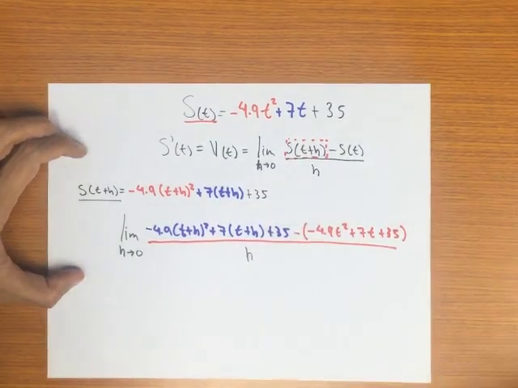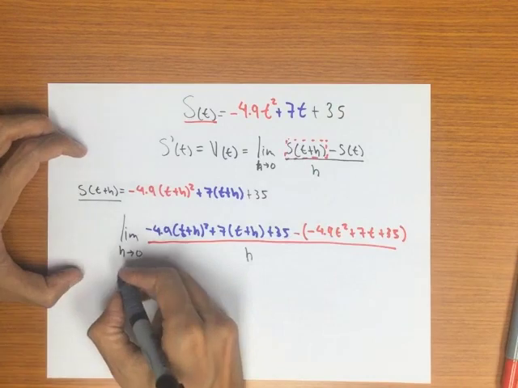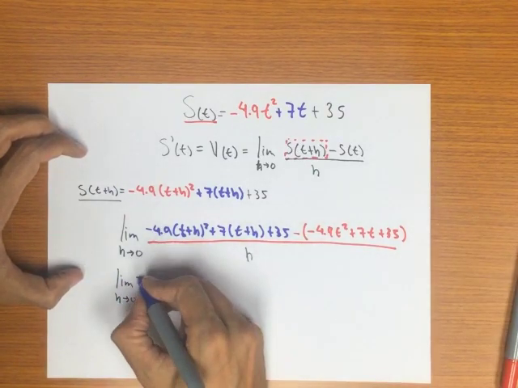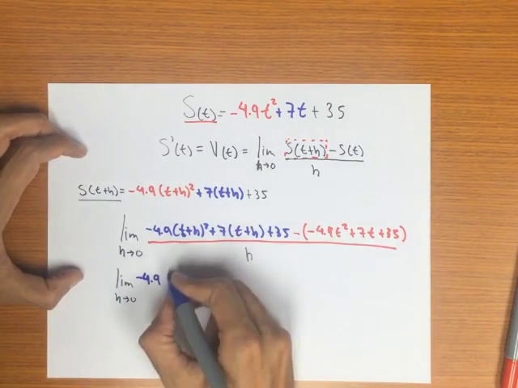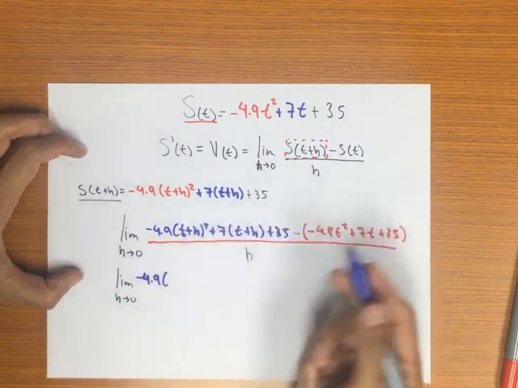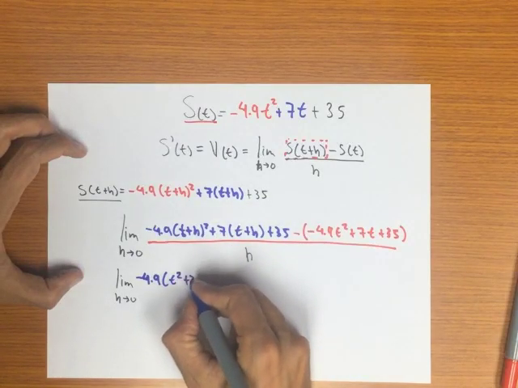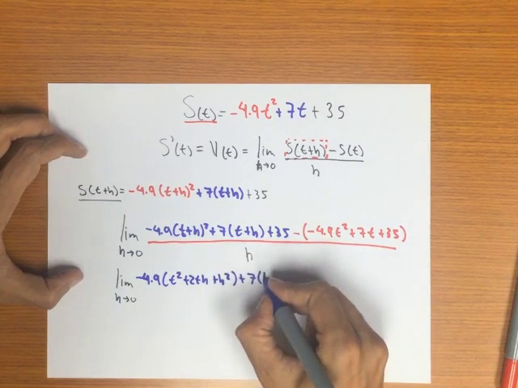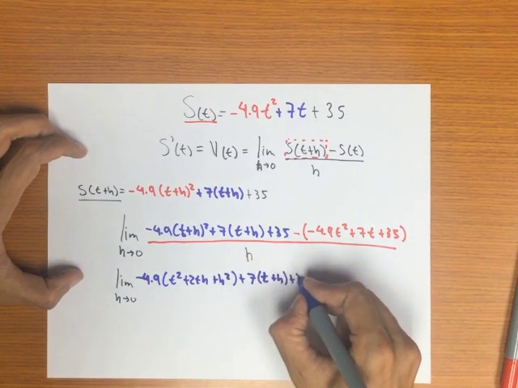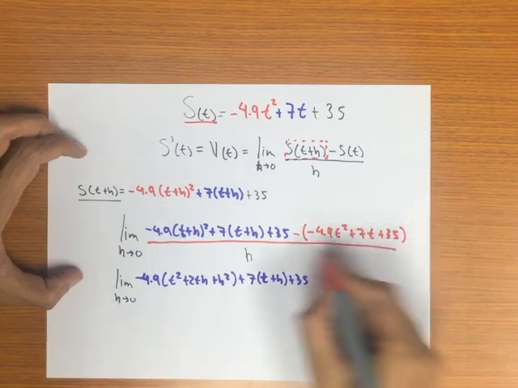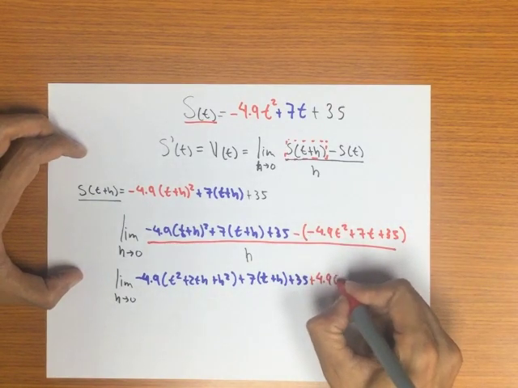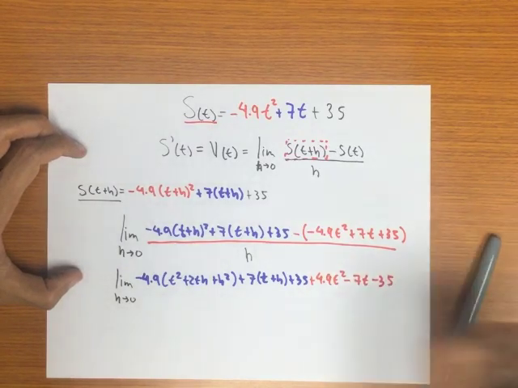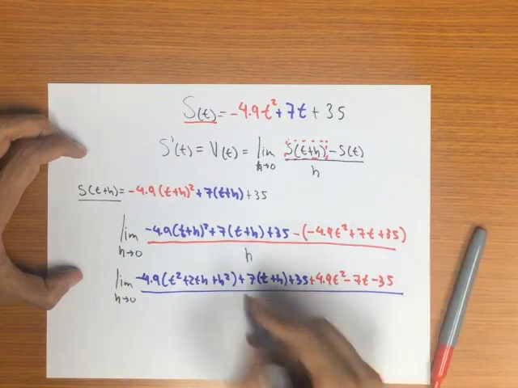So the objective here is to take out the value of h, and the only way to do that is to develop the equation and define this in the following way. Negative 4.9 times the solution of the binomial squared, t squared plus 2th plus h squared, plus 7 times (t plus h) plus 35, and here you will change the signs, plus 4.9t squared minus 7t minus 35, and all of this is divided by h.